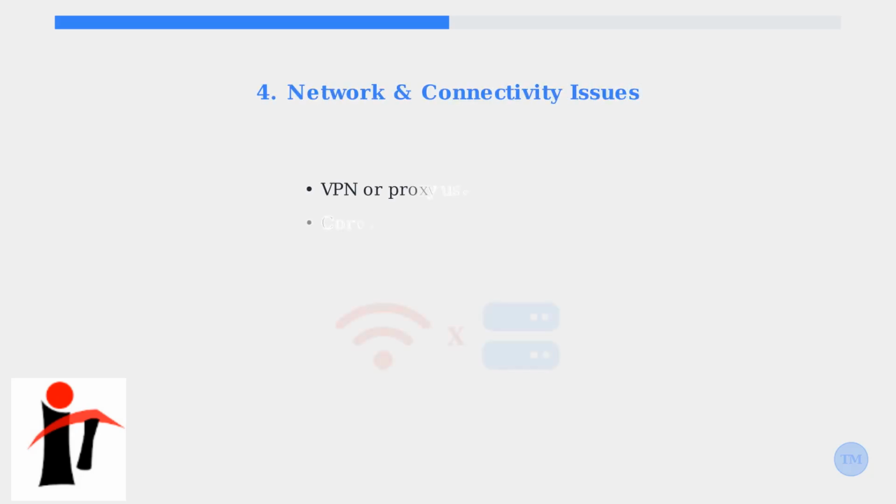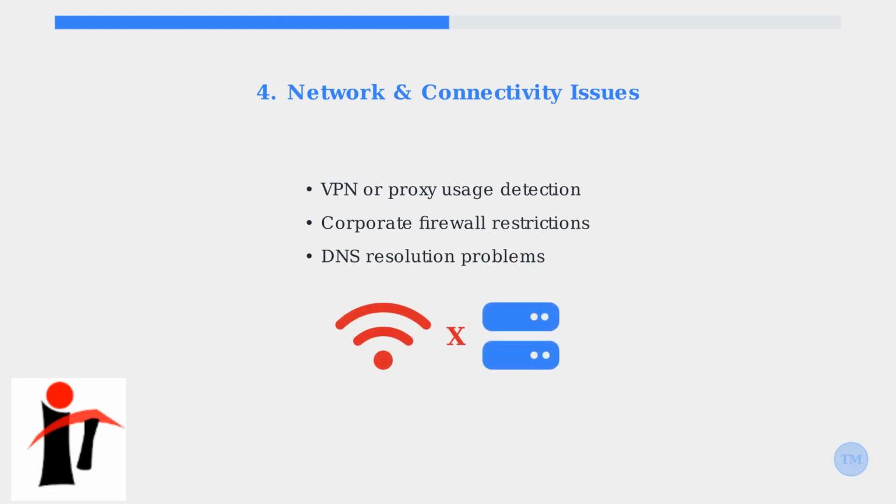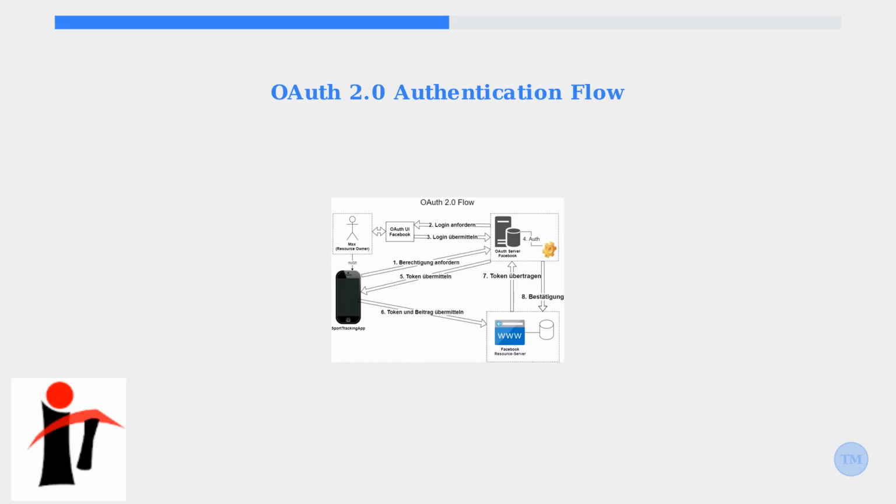Fourth, network and connectivity issues can trigger the error when the system detects VPN or proxy usage, encounters corporate firewall restrictions, or experiences DNS resolution problems. These network-level blocks are designed to prevent automated access. To understand how these errors occur, it's important to know that Ticketmaster's authentication system relies on OAuth 2.0 protocols for secure user authentication. This system involves multiple steps where your identity is verified before granting access to ticket purchasing functions.